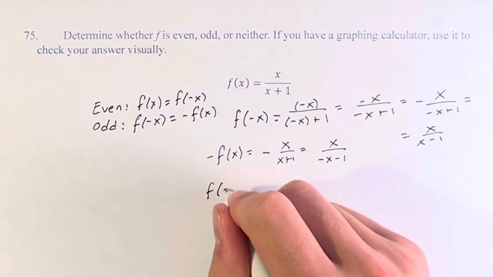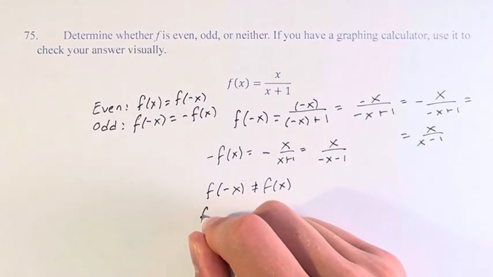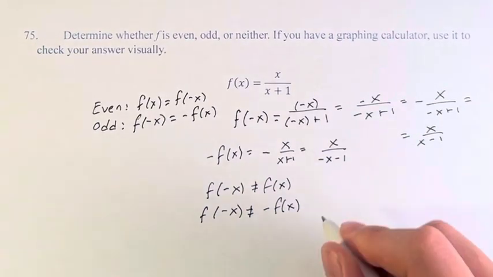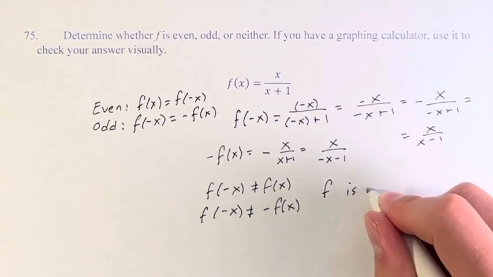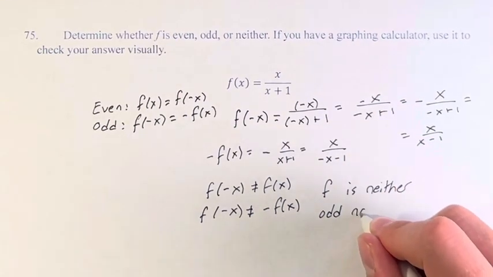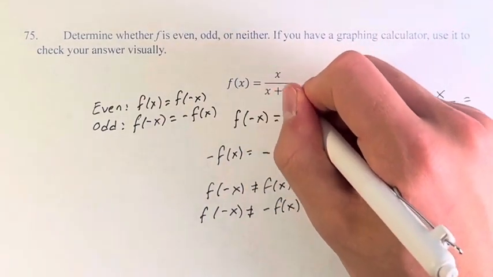Therefore, f of negative x does not equal f of x, and f of negative x does not equal negative f of x. Therefore, f is neither odd nor even for f of x is equal to x over x plus 1.